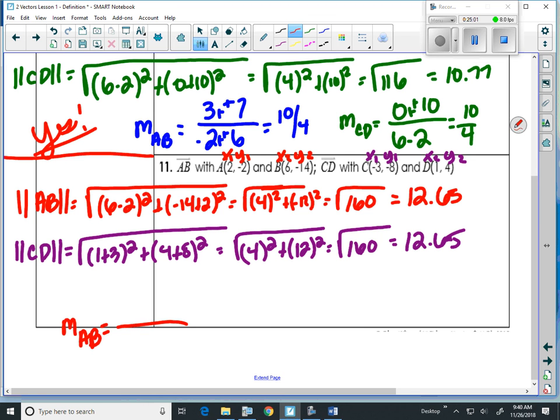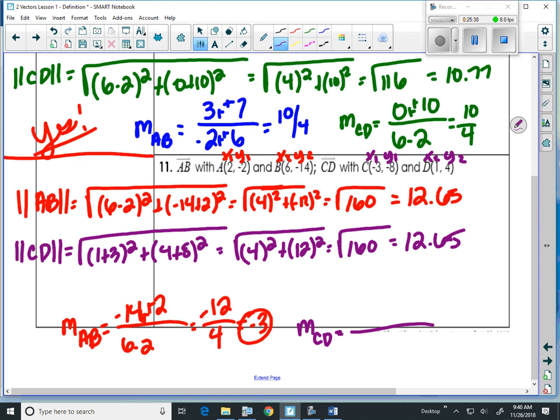So for my slope, I'm going to do y's on top. Here for my AB, I'm going to do negative 14 minus a negative 2. When I do minus a negative 2, that becomes positive. And then my x is on the bottom, 6 minus 2. So here I get negative 12 over 4, which is negative 3. Now, if my slope for CD is negative 3, then I'm good to go. Let's see what happens.